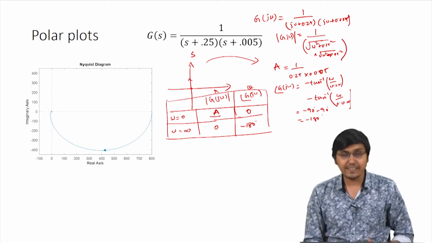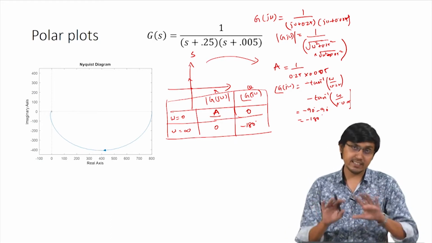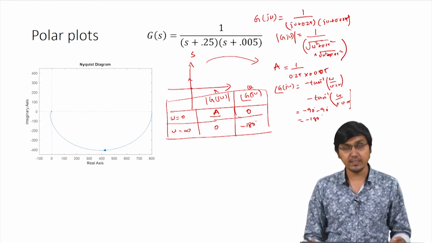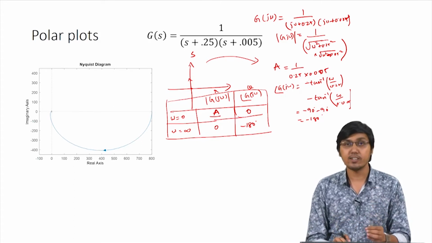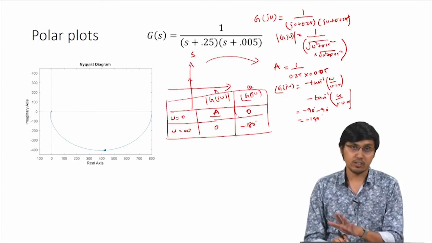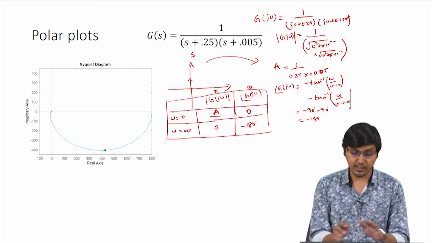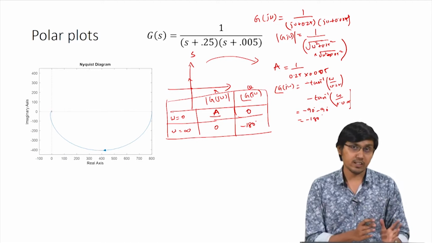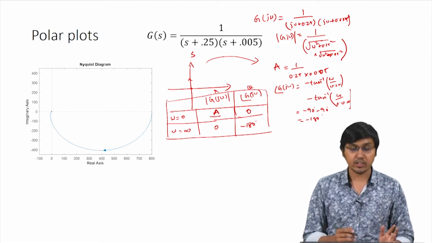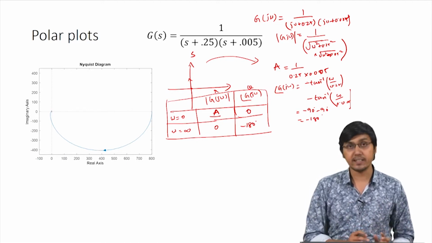So basically what we have done is, we have taken the extremes: what happens when the angular frequency is 0, and what happens when the angular frequency is infinity. What are the values of the magnitude and the phase, that is what we have got in this table. And with this table we will try to draw the g of s plane and see how it behaves.